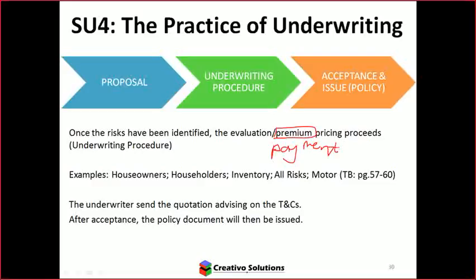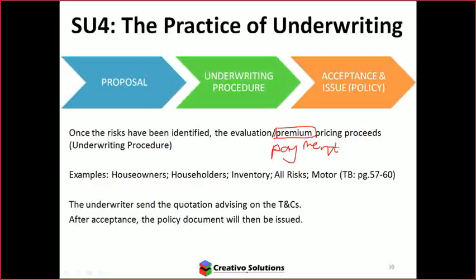And then you've got different types of policies: householders, house owners, inventory, all risk, motor. There's such a lot. But in today's world, everything is more convenient because we spoke about a multi-peril policy. I don't know if you remember that. What does multi-peril mean? Multiple risks. Do we have multiple contracts, or do we have one contract for everything? We have one contract which covers multiple risks. So that's a multi-peril policy.